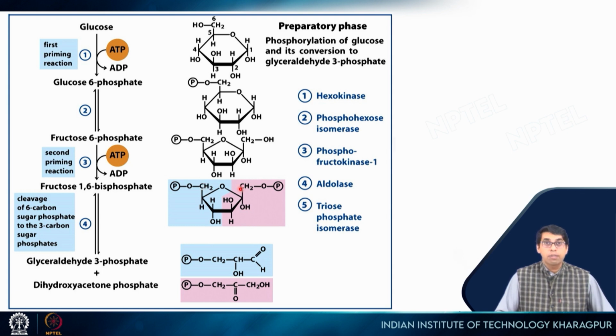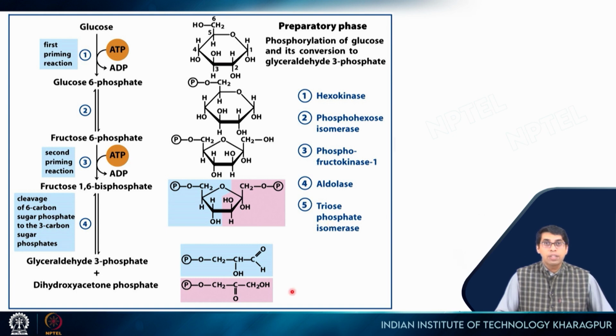Okay, and you can see that this sort of looks like a symmetric molecule, and this is exactly what happens, that this symmetric molecule is broken into 2 molecules. Each of those will have 3 carbons, 1, 2, 3, 1, 2, 3. So 3 carbons and 1 phosphate each. So this gets broken into these 2 molecules, glyceraldehyde 3-phosphate and dihydroxyacetone phosphate, and that is done by this enzyme aldolase. Now this molecule dihydroxyacetone phosphate is converted to glyceraldehyde 3-phosphate by the enzyme triose phosphate isomerase.